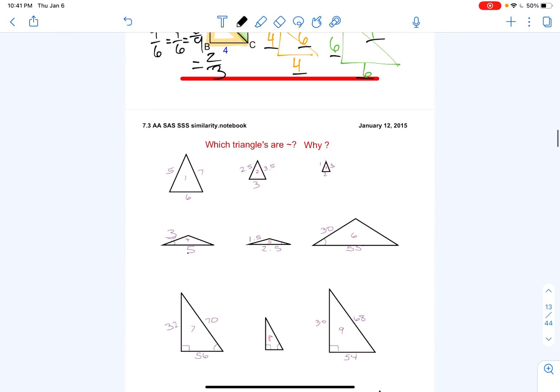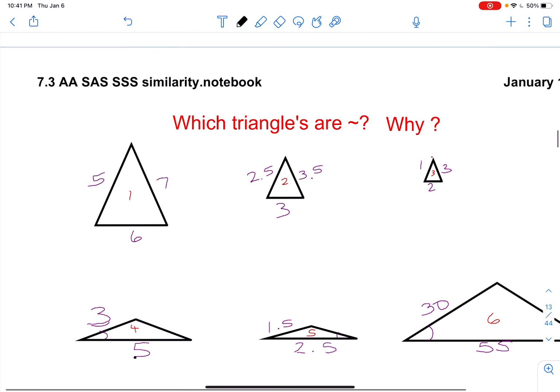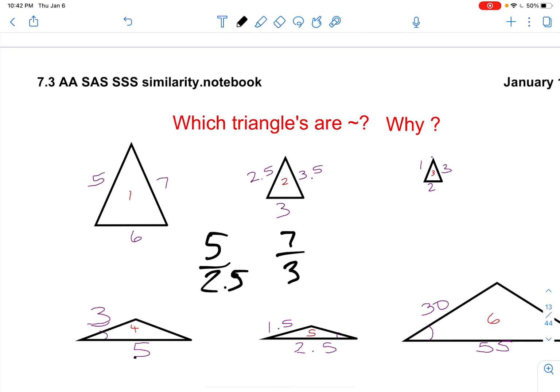All right, last page here. So looking at the triangles, we need to determine which ones are similar and then say why. So between triangle 1, 2, and 3, which ones are similar? When I look at this, I know it has to be proportional by sides. So does 5 correspond to 2.5, 7 to 3.5, and 6 to 3?